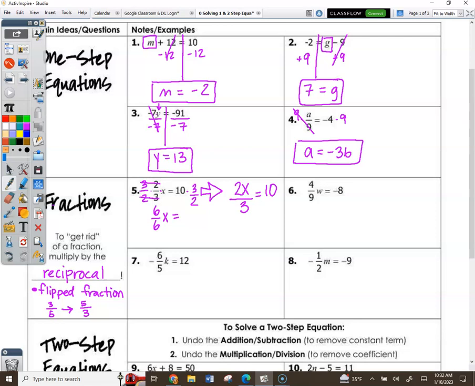Or you could go to your calculator and you can type 10 times 3 by 2. It's going to spit out the number 30 divided by 2. 15. Y'all see that? 30 divided by 2. I'm just going to write 30 divided by 2. What is 6/6? 1. What's 30/2? 15.